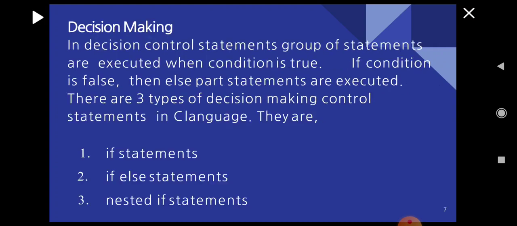Decision making. In decision making control statements, a group of statements are executed when the condition is true. If the condition is false, then else part statements are executed. There are three types of decision making control statements in C language. They are if statement, if else statement and nested if else statement.